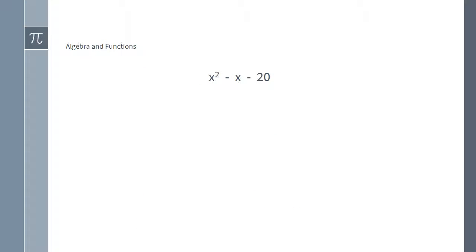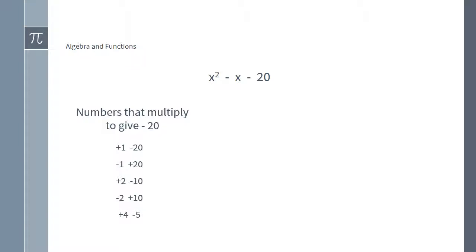x squared minus x minus 20. Numbers that multiply to give minus 20. We always have to be a little more careful when dealing with minus signs. So it's plus 1 and minus 20, or minus 1 and plus 20. 2 and minus 10, or minus 2 and 10. 4 and minus 5, or minus 4 and 5.